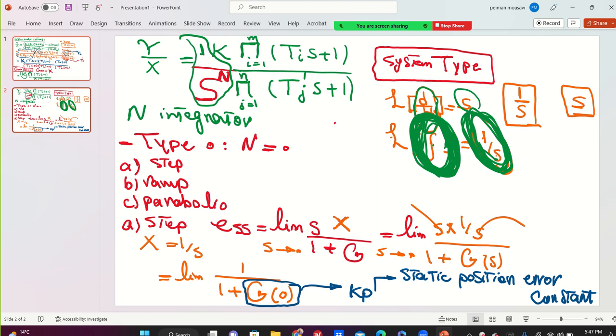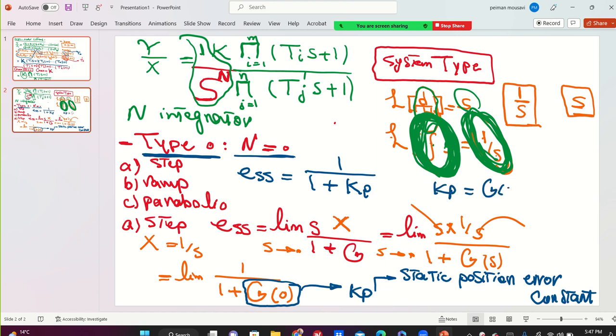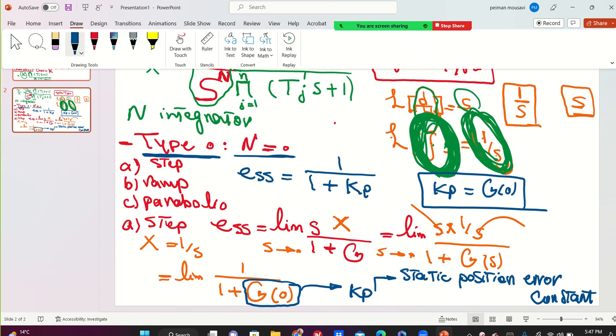Okay, so you see that if your system is type 0, means in the closed loop transfer function has no integrator, its steady state error becomes 1 over Kp, knowing that Kp is G at 0.